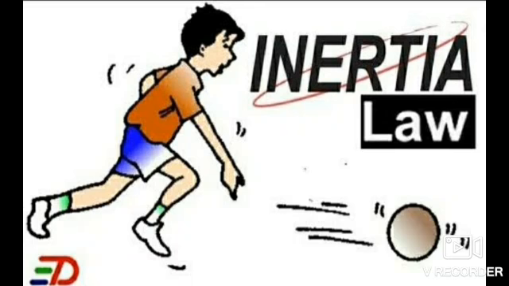In the first law of motion, according to this law, a body at rest will remain at rest and a body in motion will remain in motion at the same speed and in the same direction unless acted on by an external force. And now we will see one example of this.